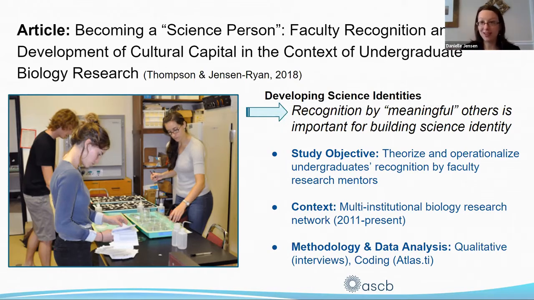So here's the important kicker, right? We systematically compared student data with faculty data. So we compared how students self-recognize themselves and compared that with how faculty recognize them. And what this ultimately led to was us to identify areas of alignment. And most importantly here, what we found was areas of misalignment between students' self-perception and their faculty recognition of their science identity.